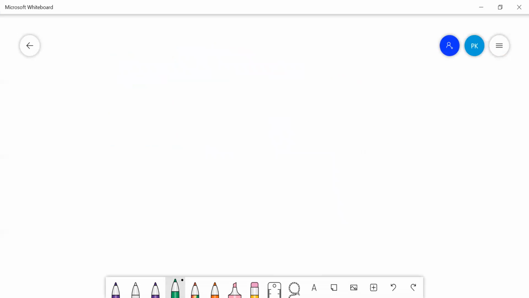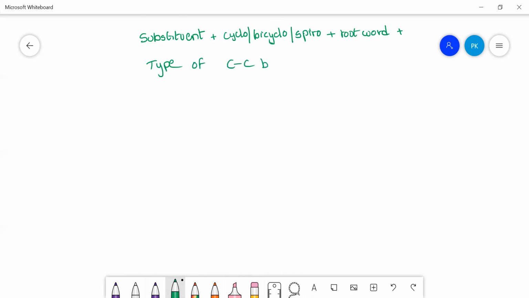Okay, so I told you already. First, always the name should start with the substituent, if it is present. Then we have to use the word either cyclo, bicyclo, or spiro. Then we have to add the root word, then the type of carbon-carbon bond in the parent chain only. Then you have to write the name of the functional group. These are the things that you have to write in the name of any organic compound.